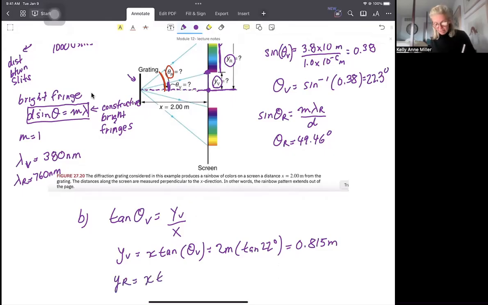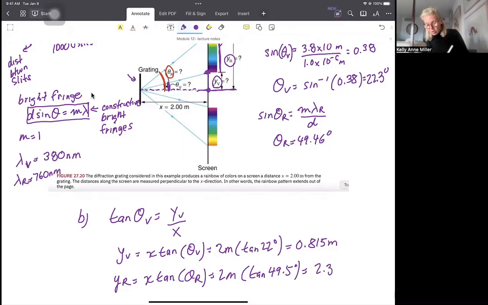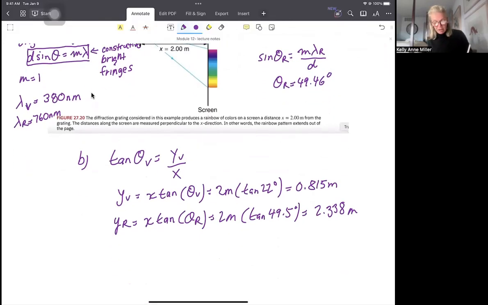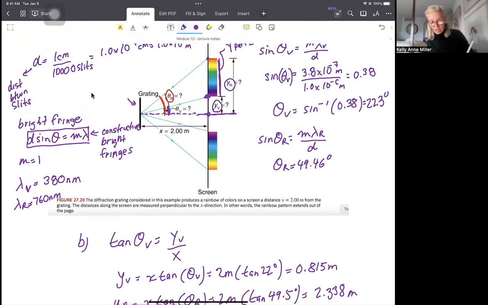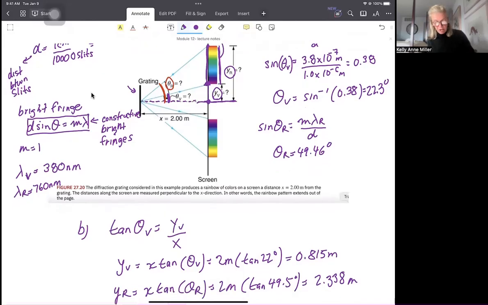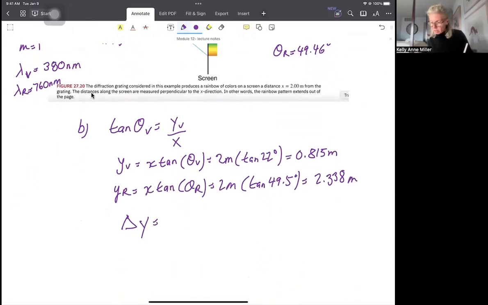Okay, and I can do the same thing for red. It's just going to be x times the tangent of the angle where red was found. So 2 meters times tangent of 49.5 degrees. That gives me 2.338 meters. And what I'm actually asked is the difference, basically the length of the whole rainbow. So I just subtract them. This is just going to be the red minus the violet, which is 1.52 meters.